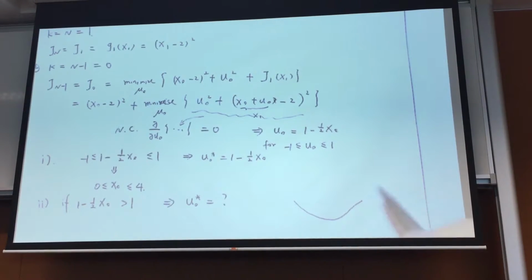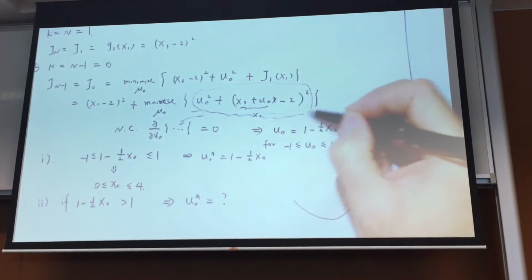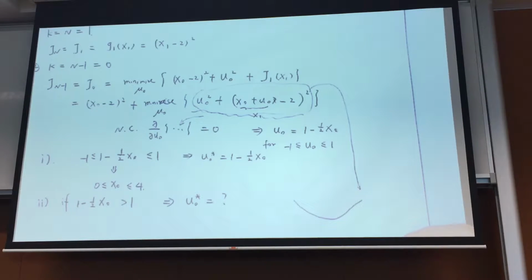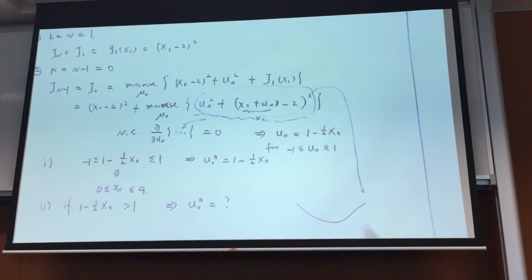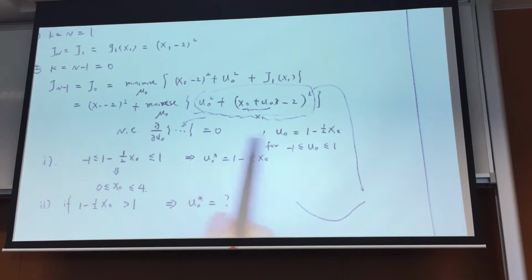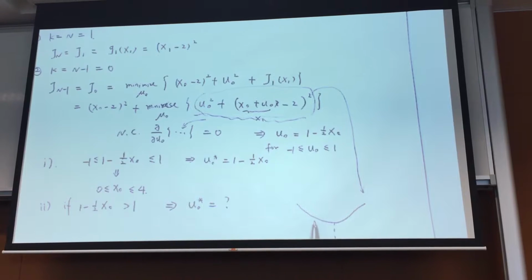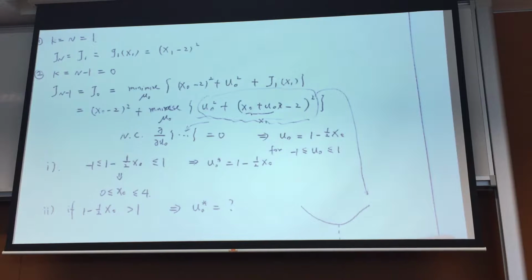So if we plot this whole function in terms of u0, it will be something like this shape, because it's a quadratic function. In this quadratic function, we have a single minimizing point here. This is the global minimizing solution for this function, and in this case it's given by 1 minus a half x0.